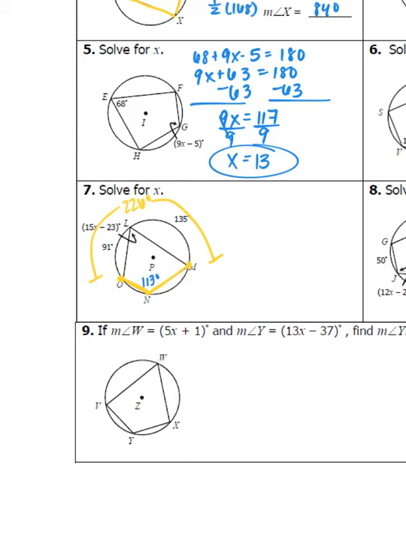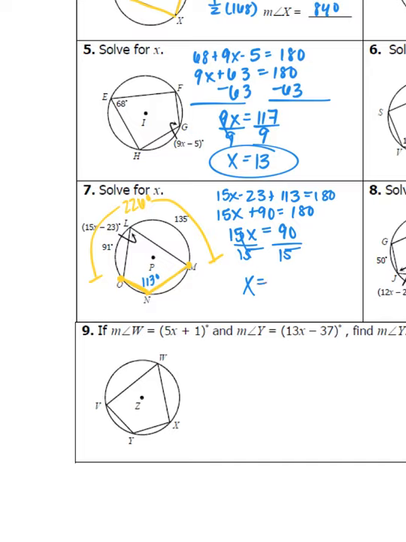So now my two angles are 15x minus 23 plus 113 equals 180. Combining our like terms, we get 15x plus 90 equals 180. Subtract 90 from both sides. 15x equals 90. And then divide by 15. X is 6.